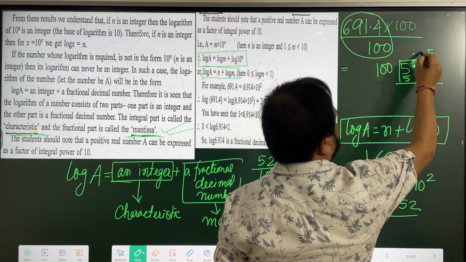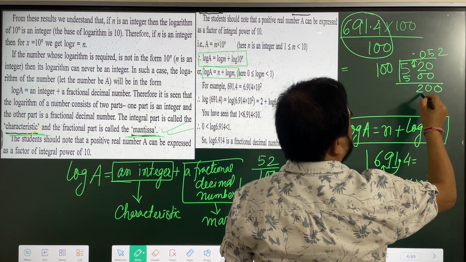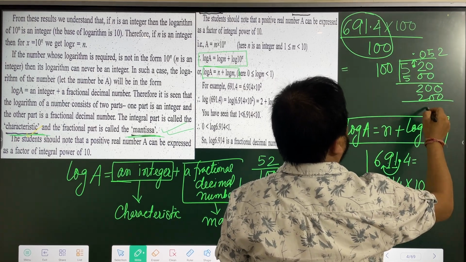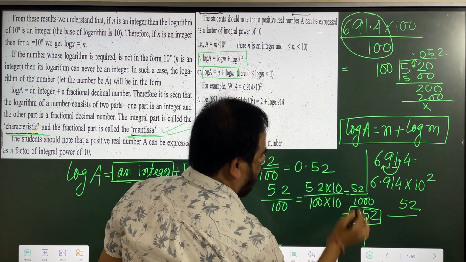So this place is blank, so this is 0. Then 2 comes down, 0, again 0, 2. 100 into 2 is 200. So 0.052, we have got 0.052.